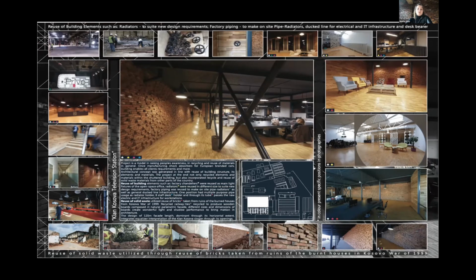So what you can see, maybe the pictures are a little bit small here. Most of the materials from the old building have been used. Chandeliers have been redesigned and used as lighting fixtures or radiators, and the heating system has been reused from the previous building.